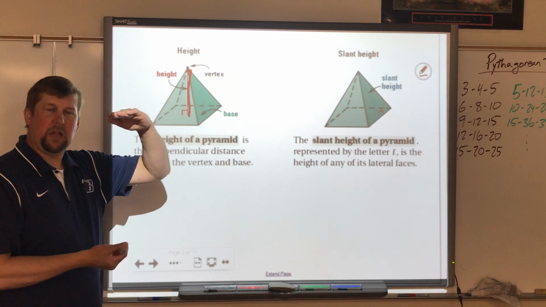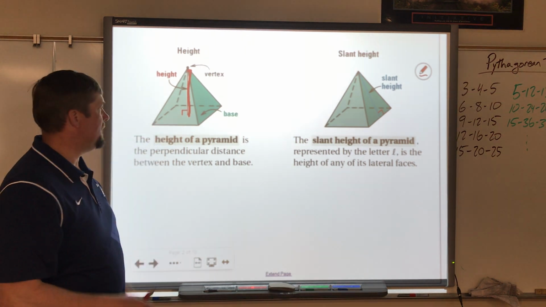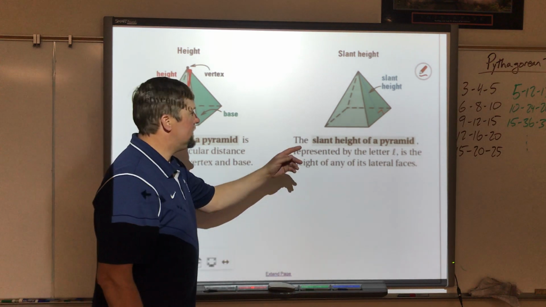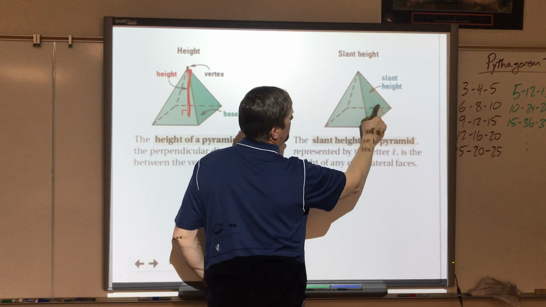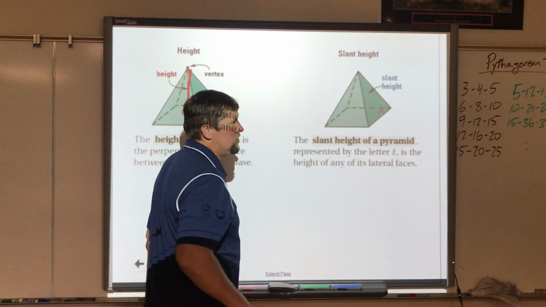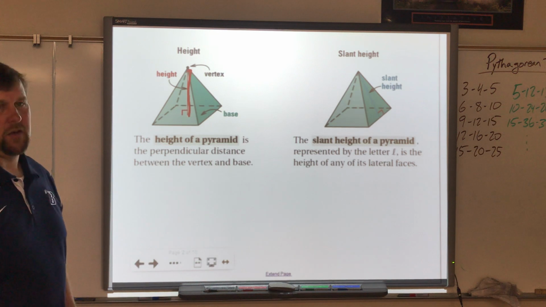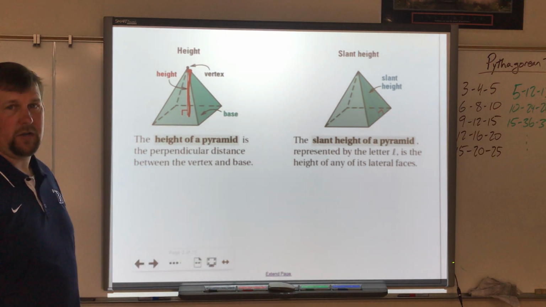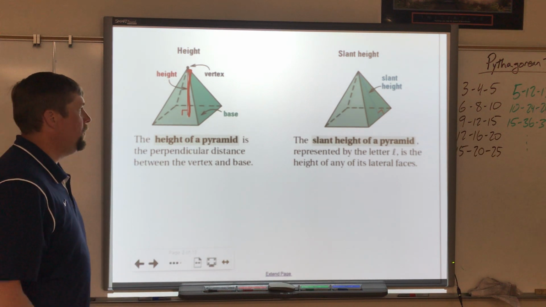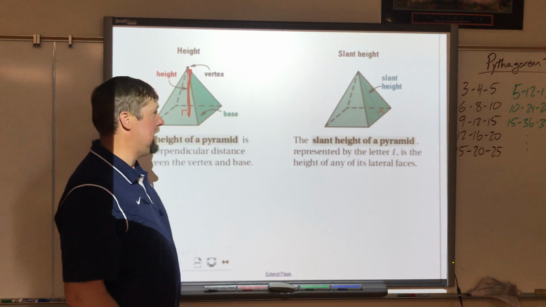That's the total height. If you were to actually measure from the bottom to the top, straight up, that's the height. The slant height is the height from the peak to the edge of the pyramid, which of course is called a slant height because it's a slanted height, it's not the straight up and down height. It's represented by the letter L. We always use L as the slant height.